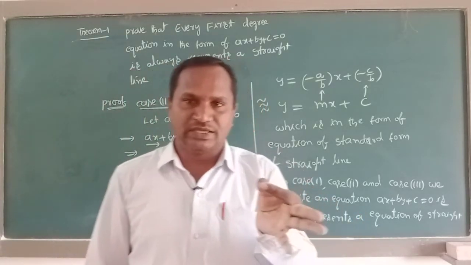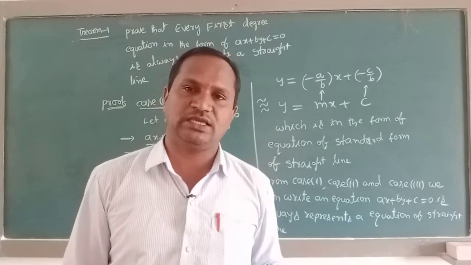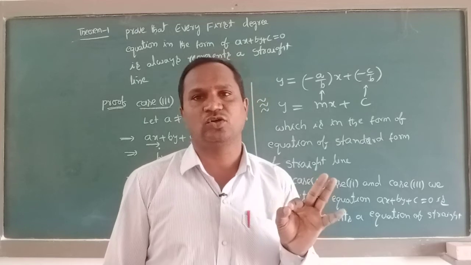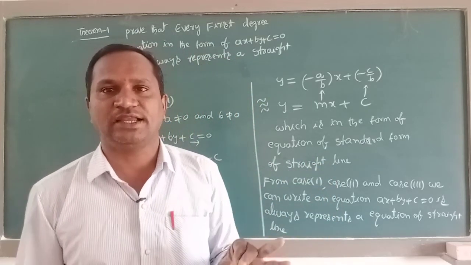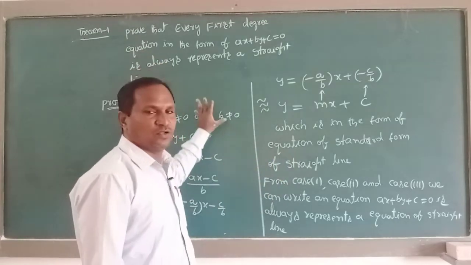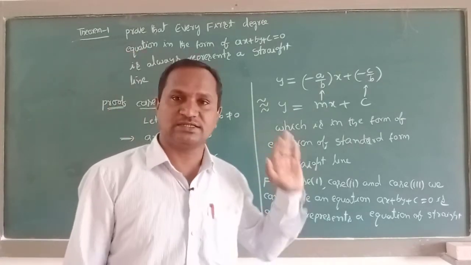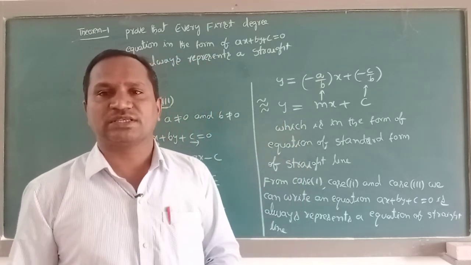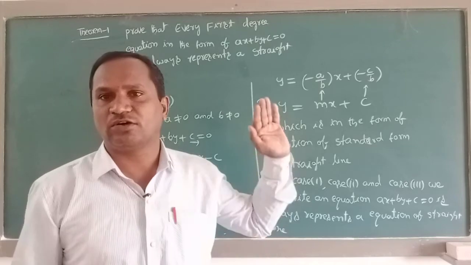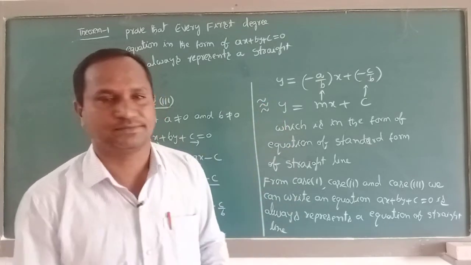Whenever they ask a question like this, show that an equation ax plus by plus c is equal to 0 always represents a straight line, we should try to prove it with the help of all these three cases. Like that, we give proof for this. Now we are going to give some important points on the general form of equation of a straight line. About those we'll now discuss.